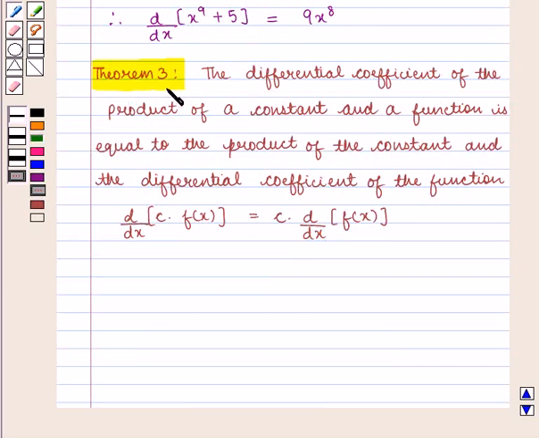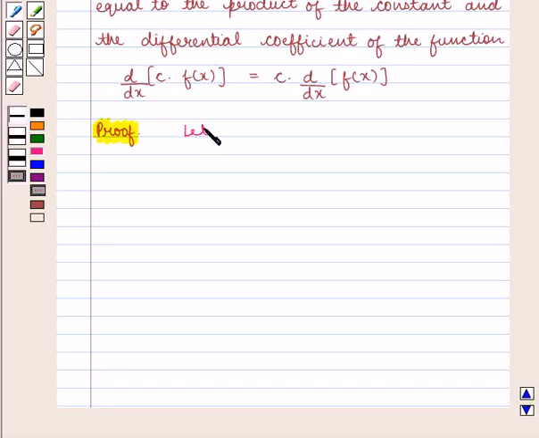The next theorem states that the differential coefficient of the product of a constant and a function is equal to the product of the constant and the differential coefficient of the function, that is d by dx of c into f of x is equal to c into d by dx of f of x. Let y be equal to c into f of x be a function of x, and mark this equation as 1.